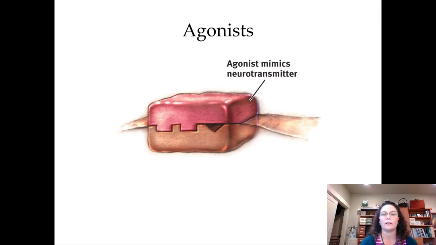Heroin is an agonist for endorphin molecules. And so you get the same kind of pain relief that you would get if your brain was just secreting it itself. So agonists work the exact same way as the naturally occurring neurotransmitter.